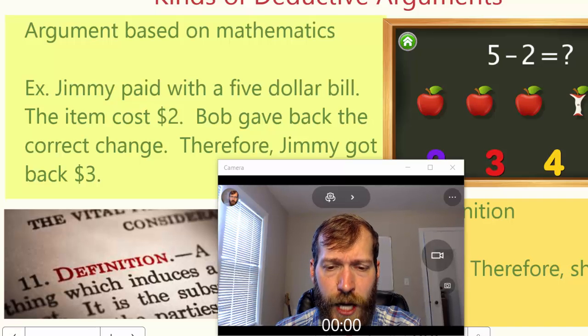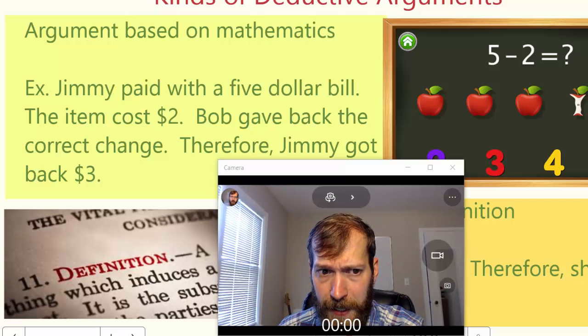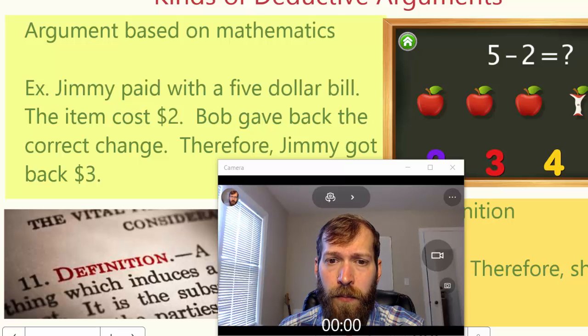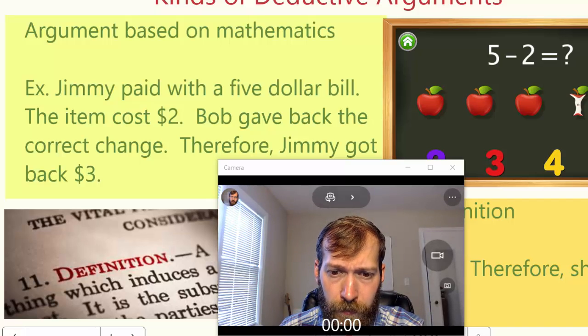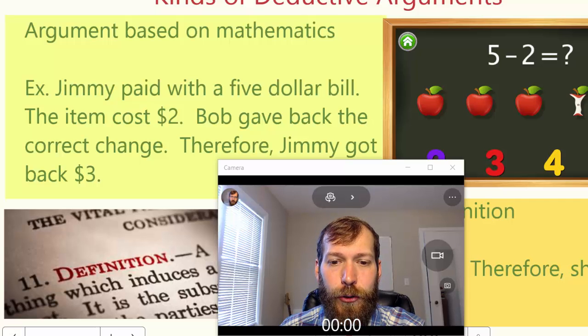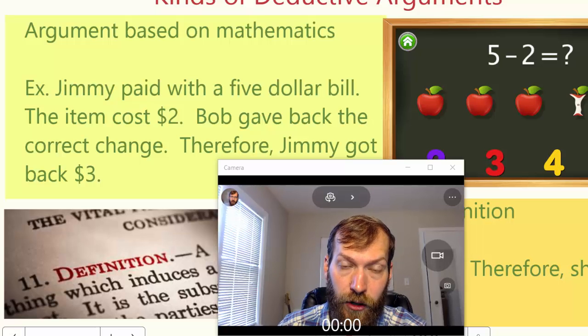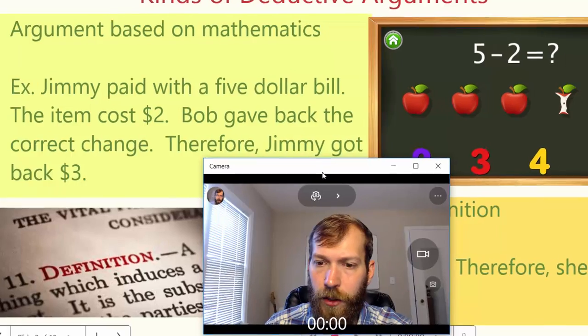Notice that even if we changed it up a little bit and we said that Jimmy paid with a $5 bill, the item cost $2, Bob gave back the correct change, therefore Jimmy got back $2. We would still be dealing with a deductive argument because implicit in the argument is that the conclusion is guaranteed by the premises. It just turns out that this would be a bad argument because Jimmy would have to get back $3, not $2. So we just made an error. It'd still be a deductive argument. We just made an error in our reasoning. It's not a truth-preserving deductive argument.